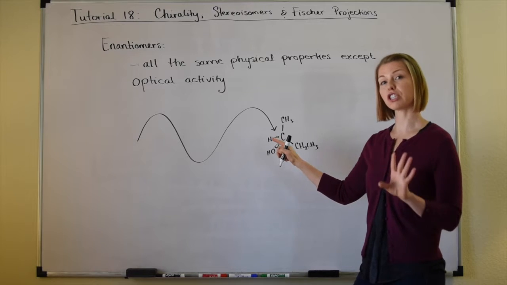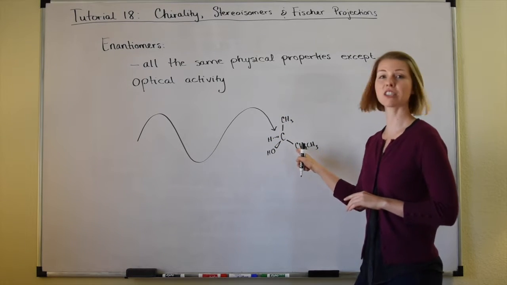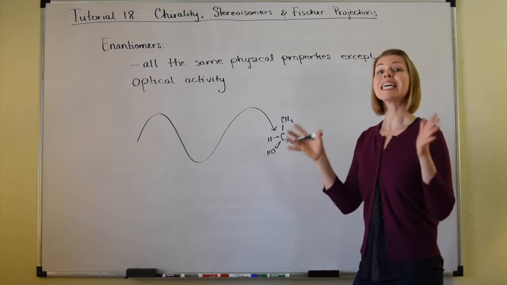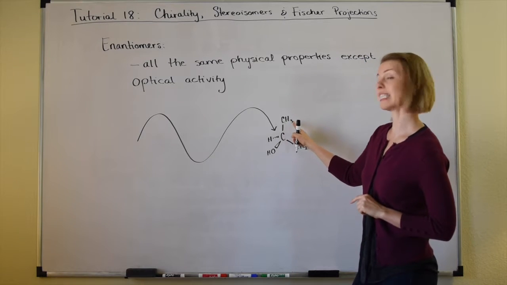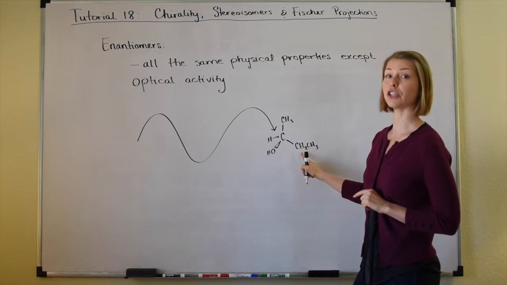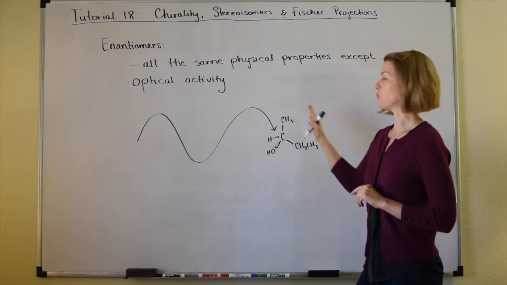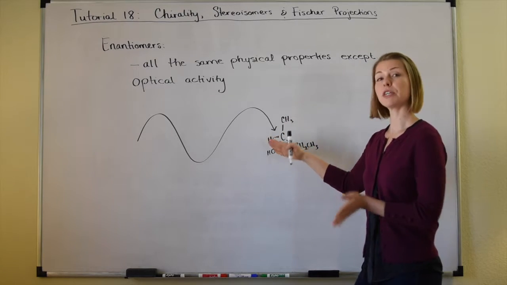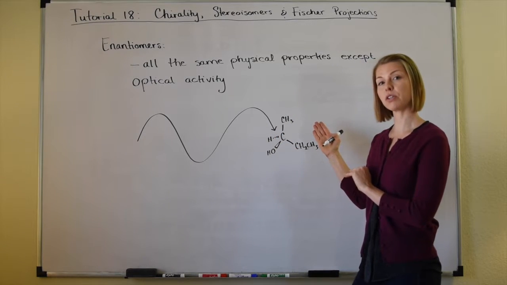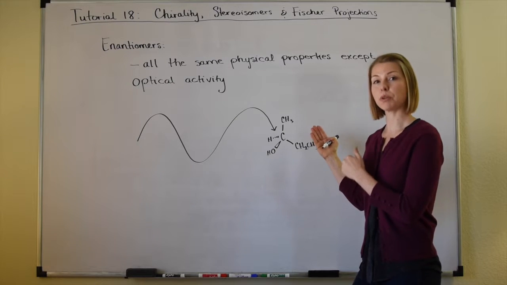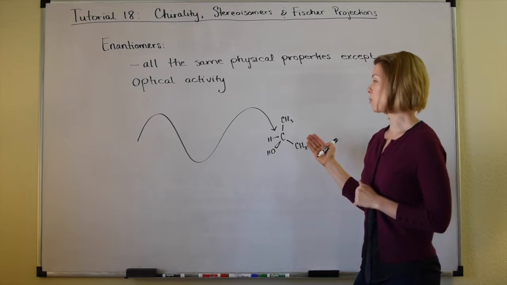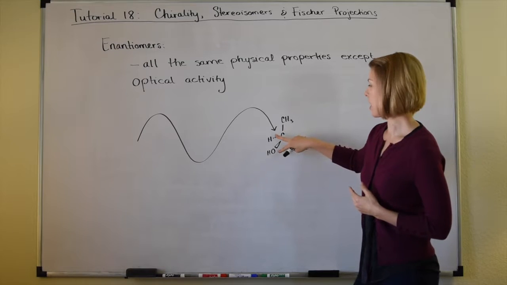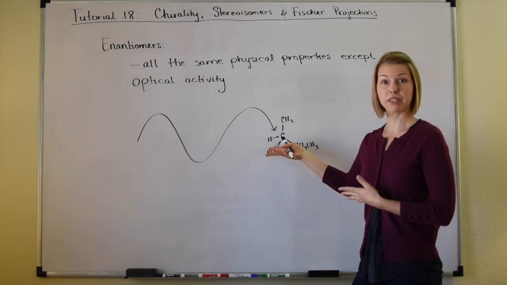Some introductory students will say, well, that's a carbon and that's a carbon, so isn't that the same? They are not the same. This is a CH3, this is a CH2CH3. So 4 different substituents. The mirror image of this molecule will be non-superimposable with it. So it will be its enantiomer, and the OH and the H would be flipped.